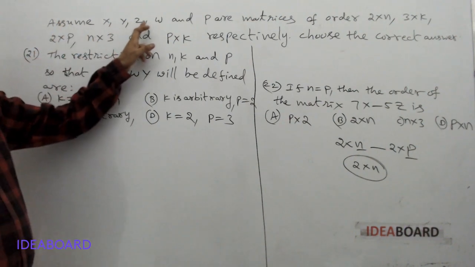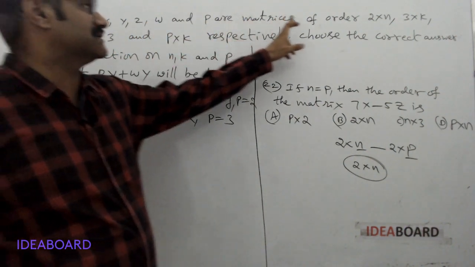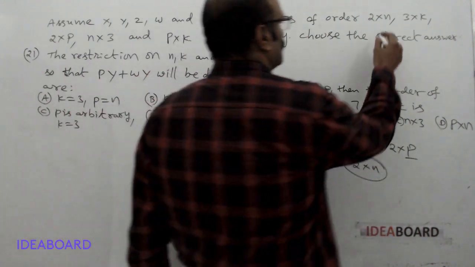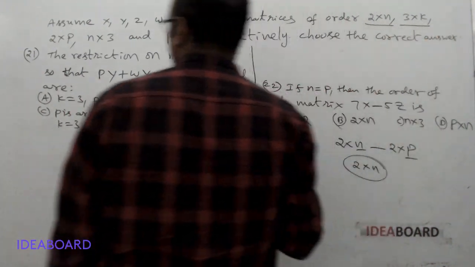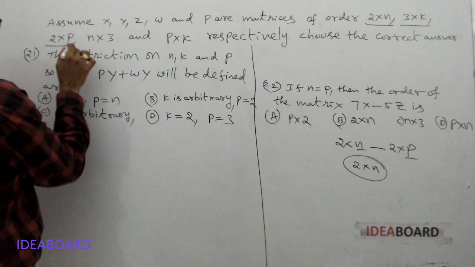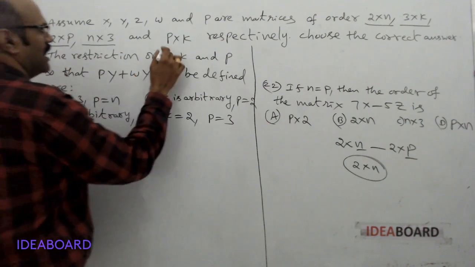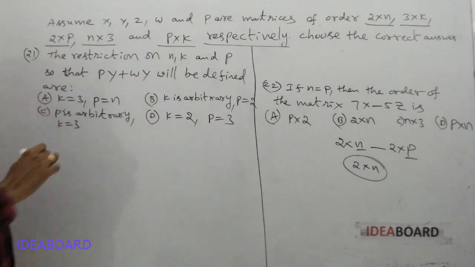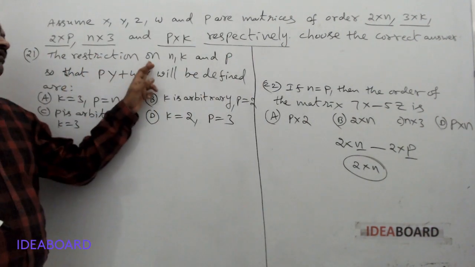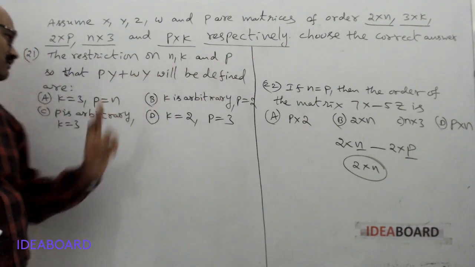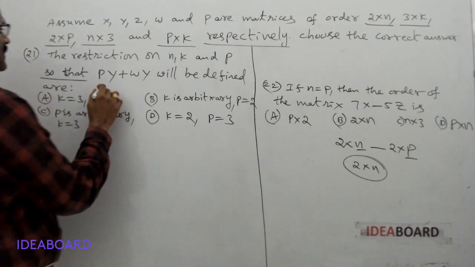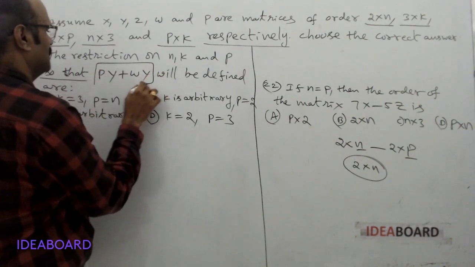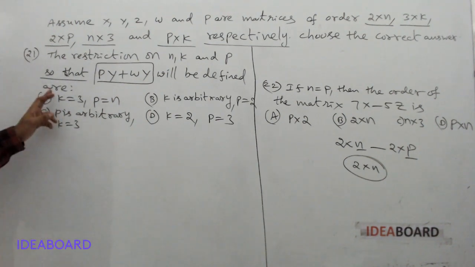Assume X, Y, Z, W and P are matrices of the order 2 by n, 3 by k, 2 by p, n by 3 and p by k respectively. Choose the correct answer. The restriction on n, k and p so that PY plus WY will be defined are.